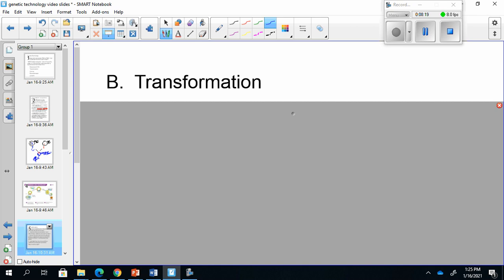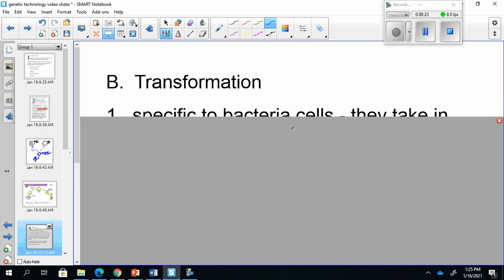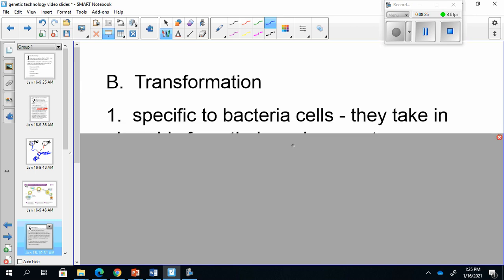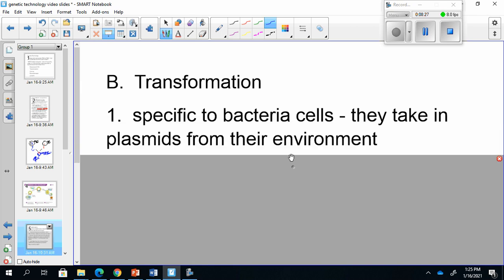All right, transformation. This is probably my favorite lab of the entire year. Not probably, it 100% is my favorite lab of the year in AP Bio. So transformation is a process that is specific to bacterial cells. And so I always call them like, they're little kleptos. Bacterial cells will take in all of the stuff from their surrounding environment.